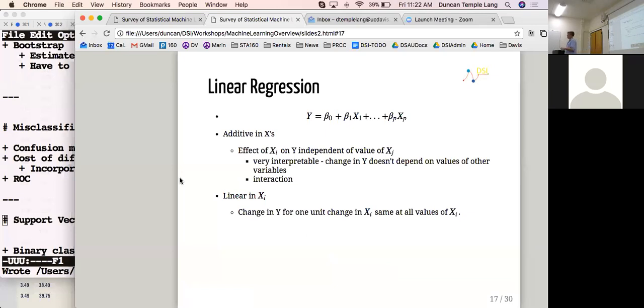Because you're allowed to square them, because you're allowed to take the sine of x, because you're allowed to take the log of y. Oh God, you can change the response. Okay. So how do you do model selection? How do you know what x's to put in?